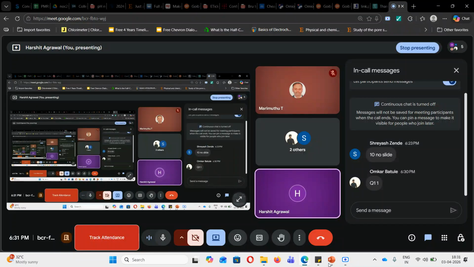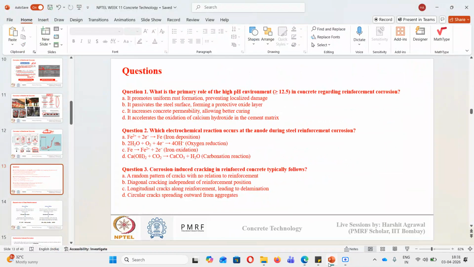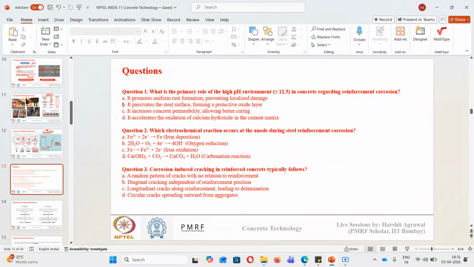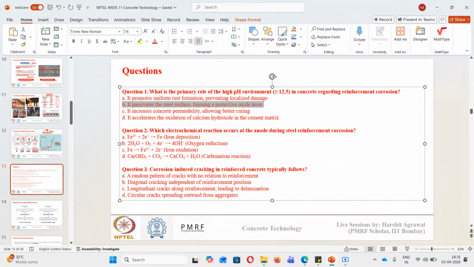What is question number one? You are saying option one. No, it is not correct. It is incorrect. Okay, so the correct answer is option B. It passivates the steel surface, forming a protective oxide layer.